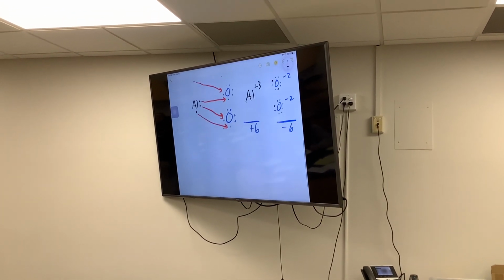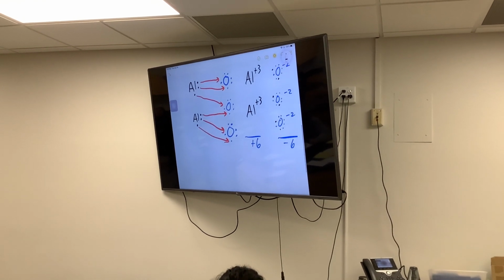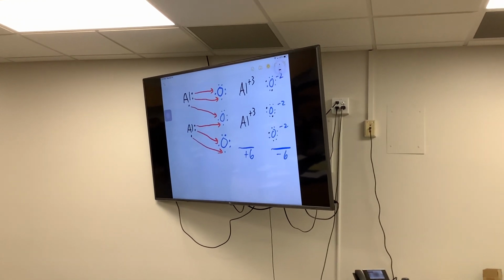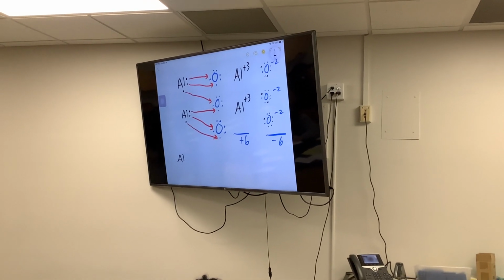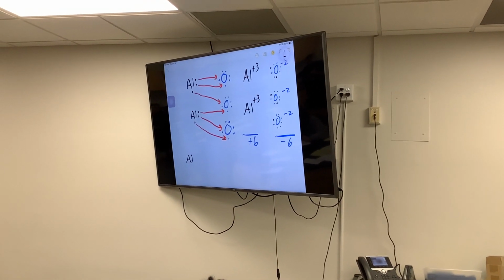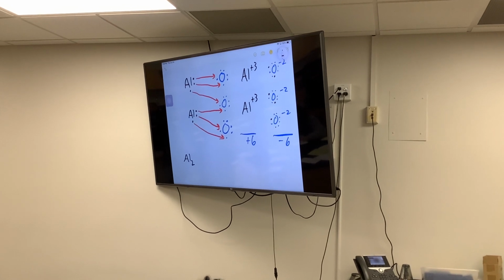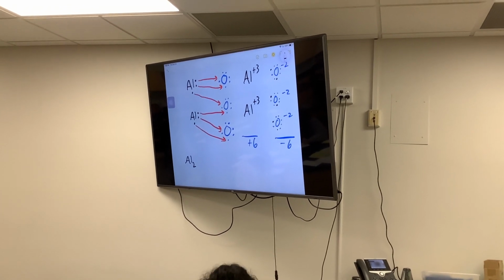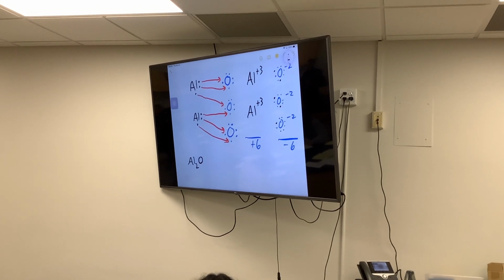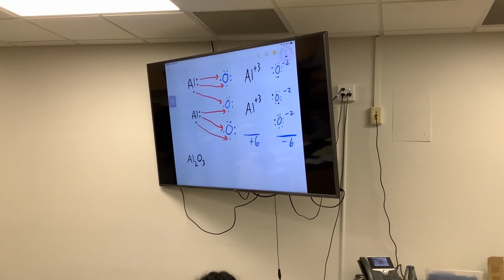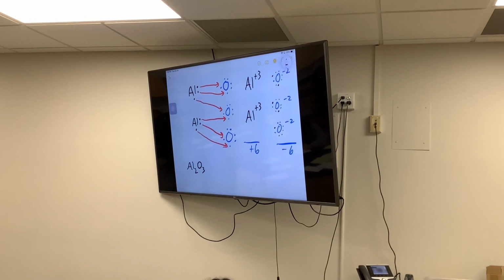Our formula now, we have Al, and how many aluminum atoms do we need to use? 2 of them, so it's going to be Al2, and then we have our oxygens, we'll write our O, and how many oxygens did we need? 3. So our formula is Al2O3.